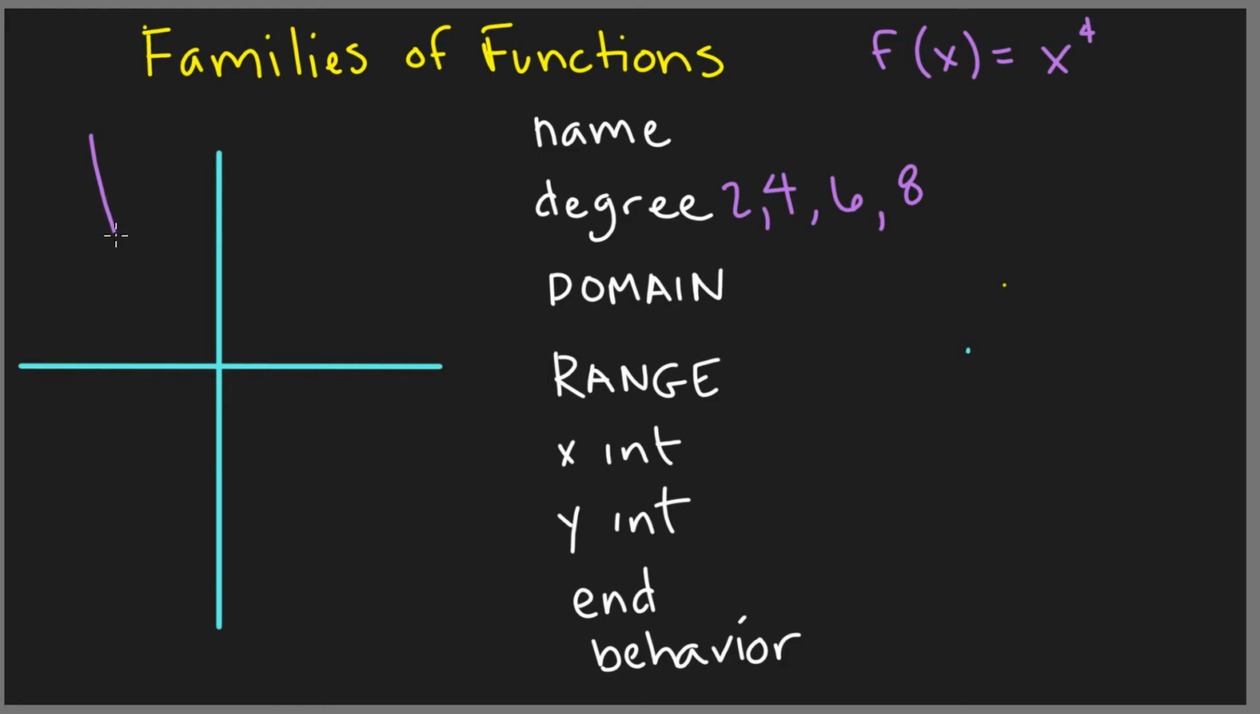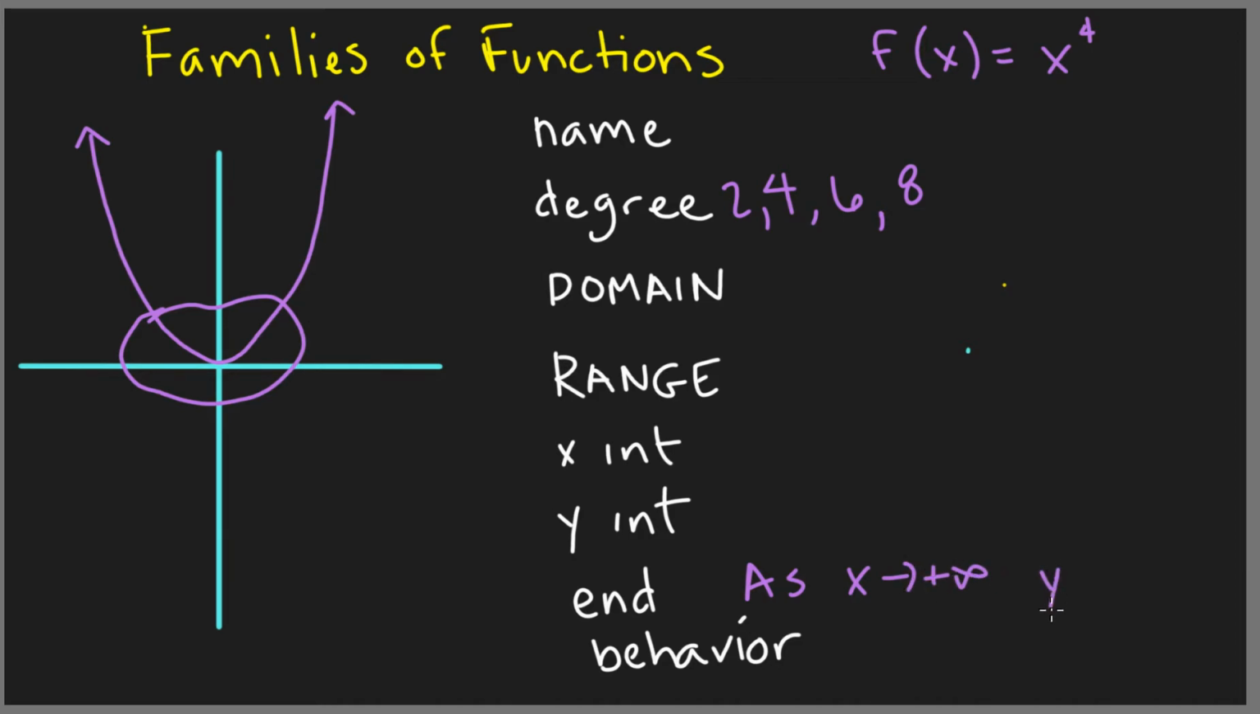It's going to go down like a parabola and back up. Now, depending on the transformation, funky things can happen in here, but this is why end behavior is important, because the end behavior is always going to be the same. So just like the quadratics, as x approaches positive infinity, y approaches positive infinity. As x approaches negative infinity, my y is going to approach positive infinity.